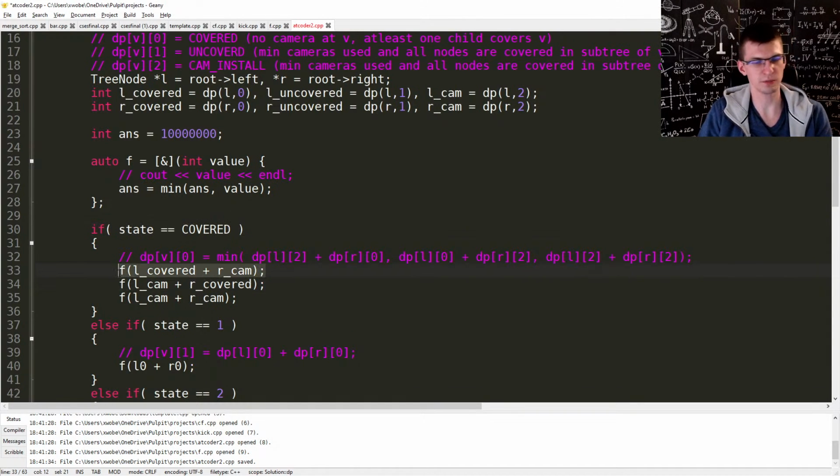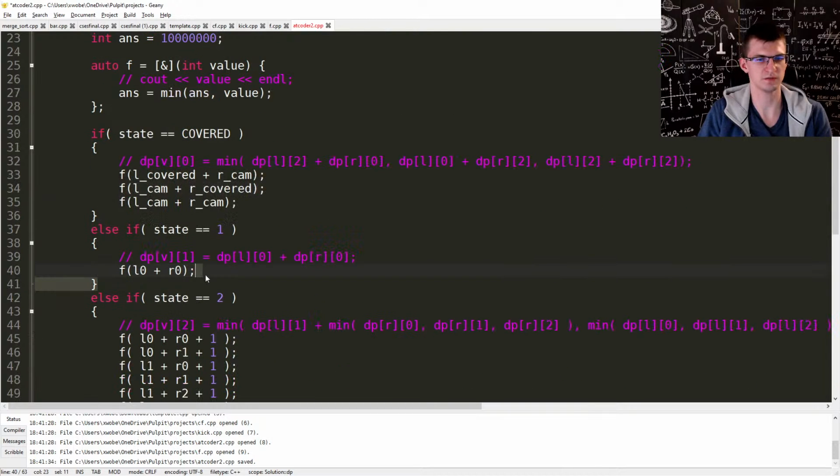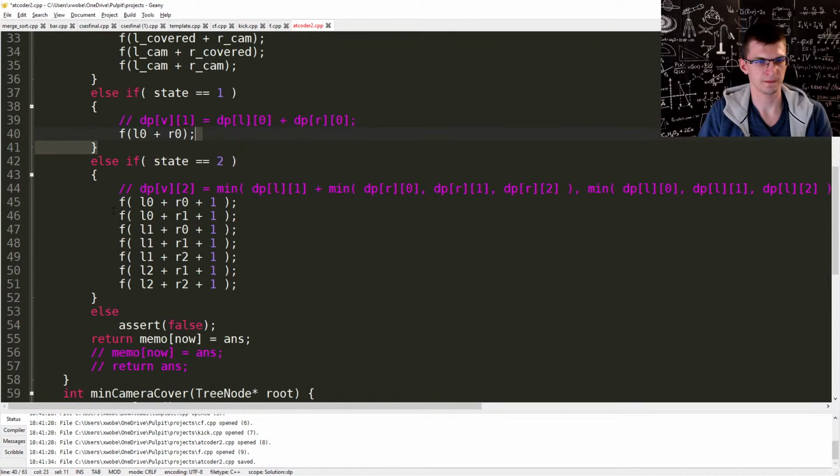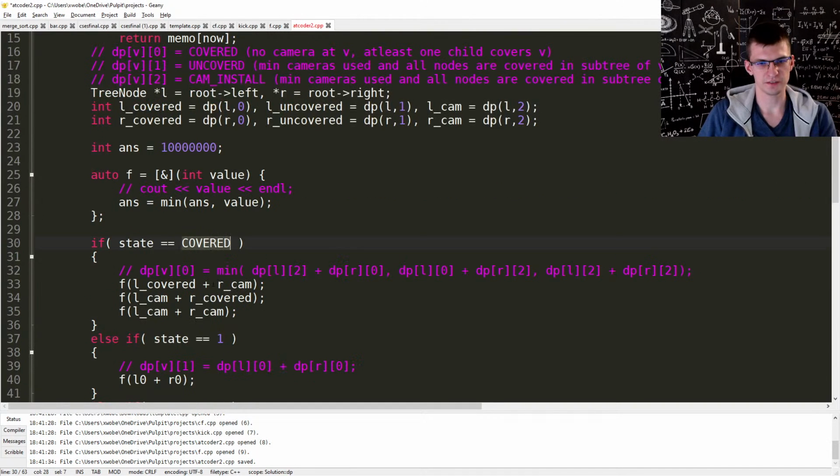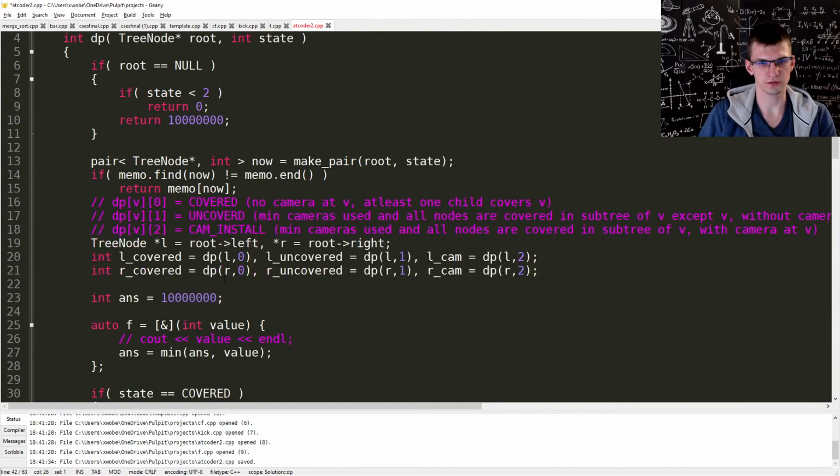Self-commenting code. Self-commenting code. It's much easier to understand, rather than this thing. I don't really want to go through that, but I'm almost sure that we can make this better. So let's try to understand. If state is 2, what was 2? 2 was cam install.